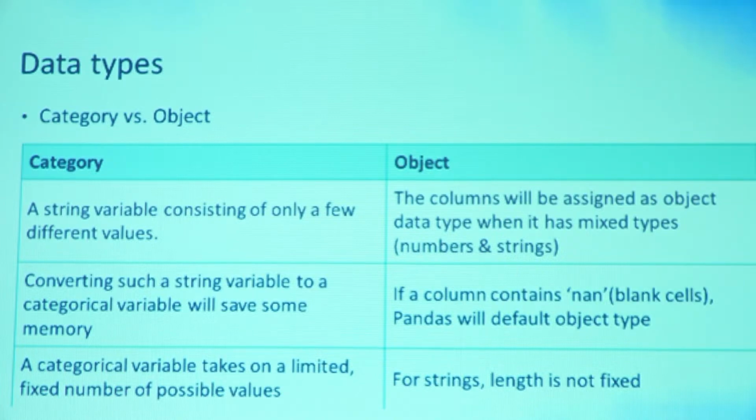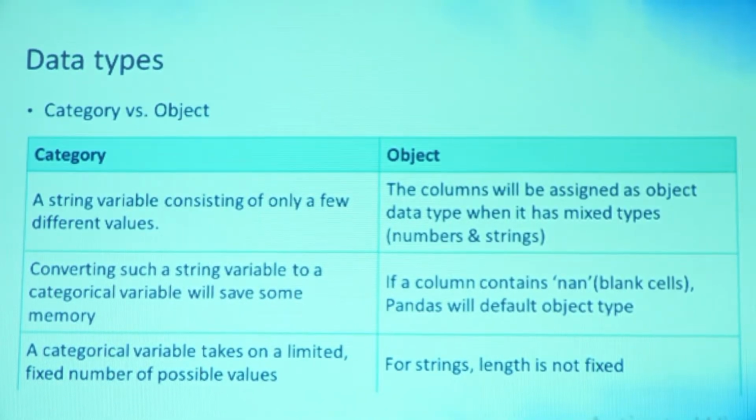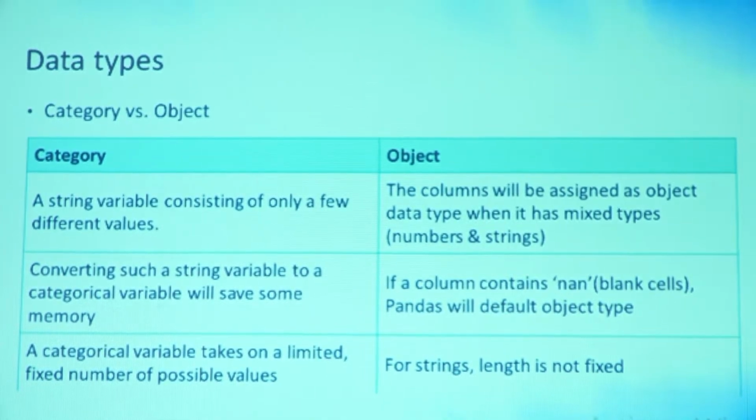Then the important part is a categorical variable will take fixed and limited possible values, whereas for an object the string length is not fixed, because for an object we are saying it's a mixture of different data types. So there is no bounded limit to that. It is altering. But for a category we are fixing it for a certain category of either int or float, whatever it is. So there is a fixed memory for that. All it does is save memory for you. Fine? Next.